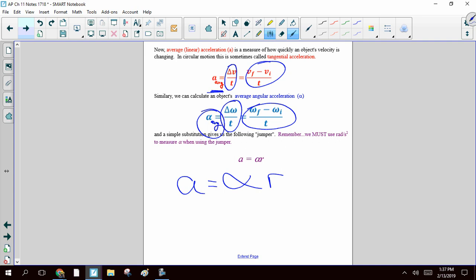Here again, just another reminder that anytime you use one of these jumpers, you have to be using radians. I think I've already made that clear.